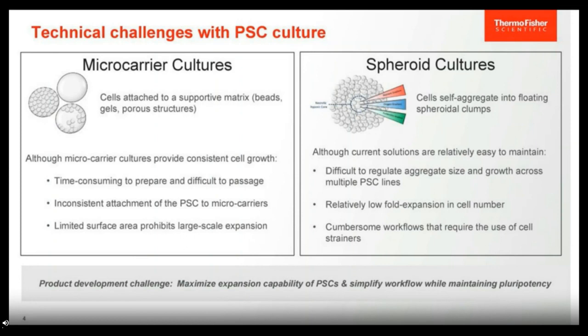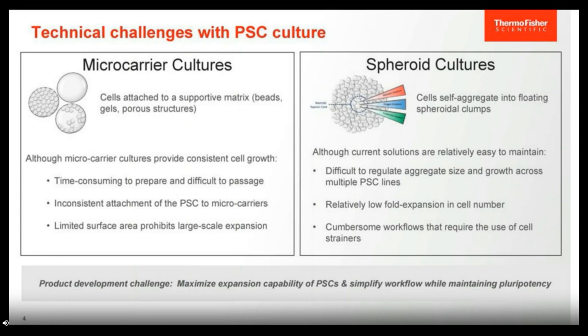Additionally, some current solutions have a relatively low fold expansion in cell number, making scaling up to large numbers more difficult. And lastly, oftentimes there are cumbersome workflows involved with spheroid cultures, requiring the use of cell strainers or other components that make it more difficult to easily passage. So when we took all these factors into account, we wanted to come up with a suspension culture medium that can maximize the expansion capability of cells and simplify the workflow while overall maintaining their pluripotency.